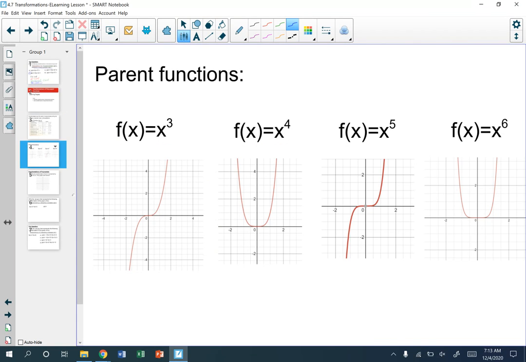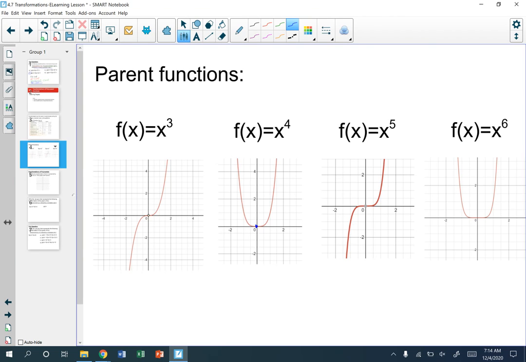In order to understand transformations, we need to be able to recognize those parent functions and what those graphs look like. So we've seen a ton of x cubed. That's no surprise. X to the 4th. This has been mentioned, but just to make sure everyone's on the same page, much like a quadratic, it just flattens out a little bit at that x-axis. But it's important to note that that center point is at (0, 0).